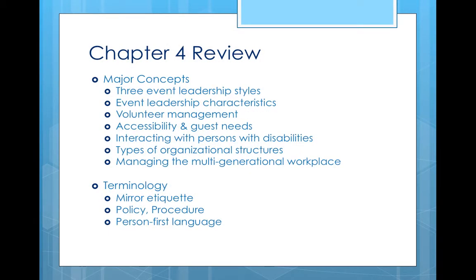All right, so to review Chapter 4, major concepts are the 3 leadership styles: event leadership characteristics, volunteer management, accessibility and guest needs, interacting with persons with disabilities, and person-first language, the types of organizational structures, and managing the multi-generational workplace. Some of the terminology you might see again, perhaps on the midterm: mirror etiquette, policy, procedure, and person-first language.